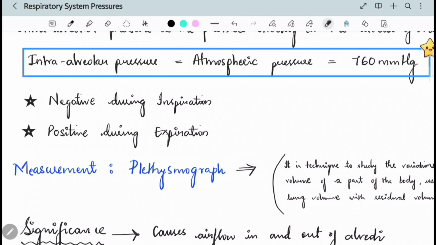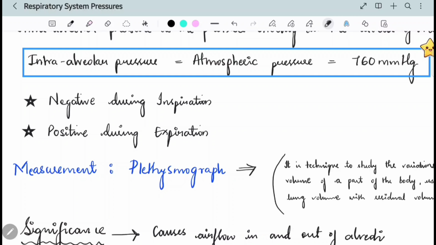Now what happens to this pressure during respiration? When we are at rest, there is no inspiration or expiration, our alveolar pressure is equal to atmospheric pressure.